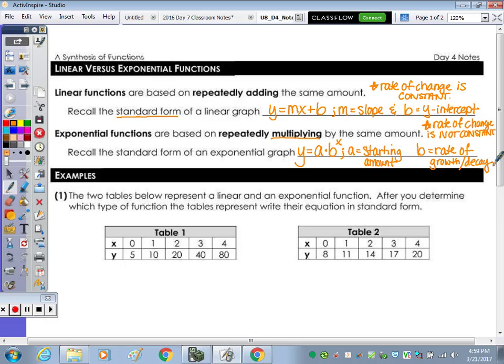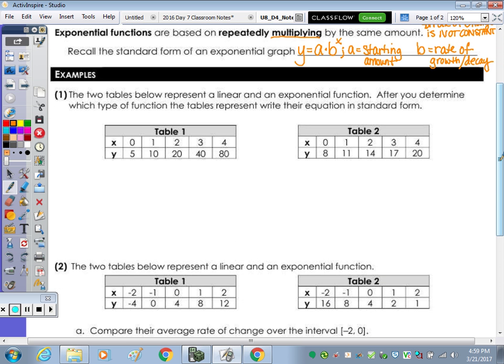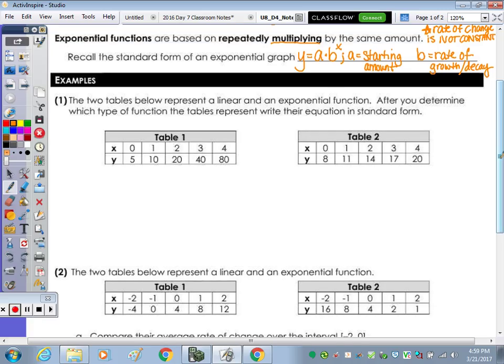So we have two examples. It says the tables below represent a linear and an exponential function. After you determine which type of function the tables represent, write their equation in standard form. So if we look at table number one, the x's are increasing consecutively, 0, 1, 2, 3, 4, they differ by 1. And in table two, the x values also increase by 1, in consecutive order of 0, 1, 2, 3, and 4.